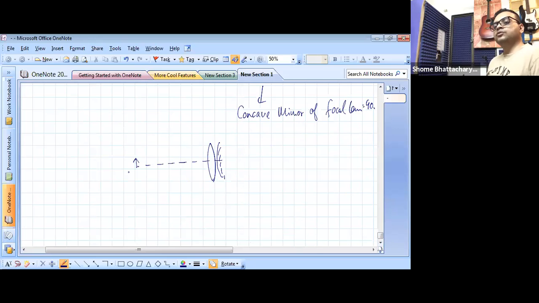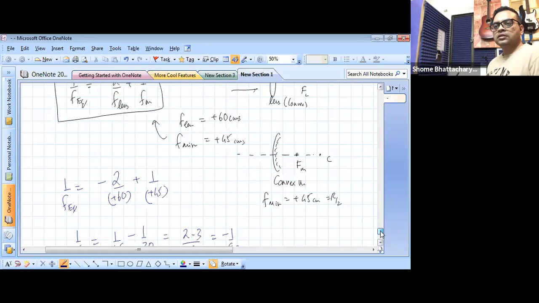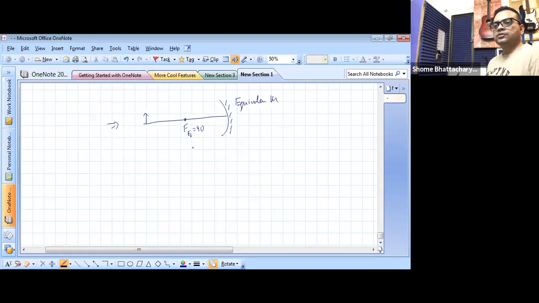Okay. So now this whole situation that we had, the object kept somewhere over here, can be replaced with an equivalent mirror, which has an equivalent focal position. And I think we have taken the object distance as 90. Yeah. So we had actually taken the object at the focal point.